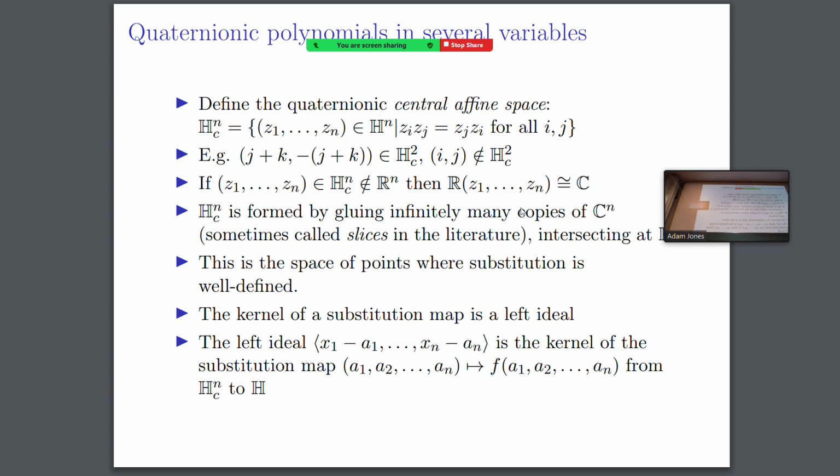Yeah, and it immediately follows that if you look at a point in the space, and you look at the left ideal generated by x1 minus a1 and so on, this is precisely the kernel of the substitution map at this point in the space.